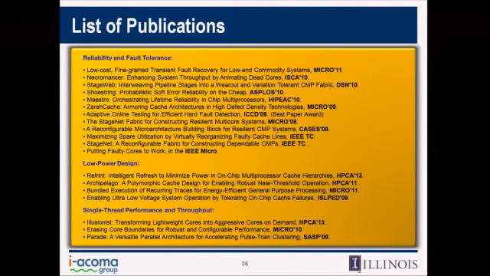Here I have a list of publications during the course of my graduate and postgraduate studies. I've worked generally in three areas: reliability and fault tolerance, low power design, and single thread performance and throughput. In addition to what I've presented, I also worked on other areas like transient fault recovery, wear-out-centric scheduling, online testing, refresh energy reduction for dynamic memories, energy efficient accelerators, and application-specific processors.